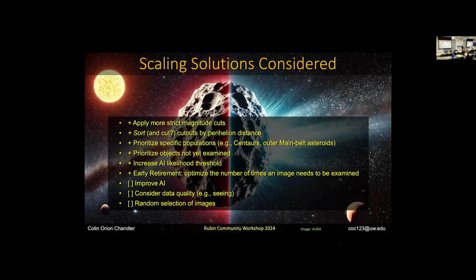We can change this AI stuff, and early retirement is, like I mentioned earlier, something we do some number of times. We're still working on improving AI, and setting data quality, like seeing, is not something that we've had success with. Randomly choosing images is the last resort. If we just can't get access to the image data or anything else, we will need to do some kind of broad cut and just take a random selection of the data.